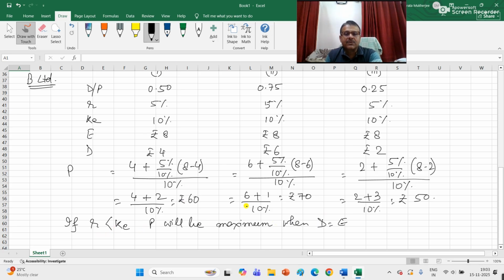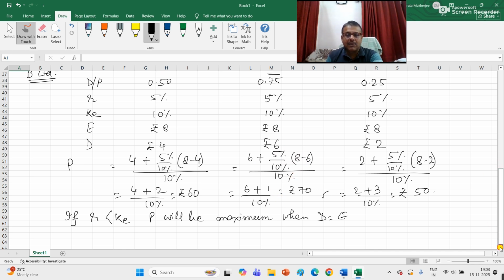So you can say that in situation 2, where the DP ratio is 0.75, you have a maximum P of rupees 70. And had the entire earnings been distributed, then the retention component will be 0 and the maximum price will be rupees 80. So 80 rupees will be the maximum price. So you can also calculate here.